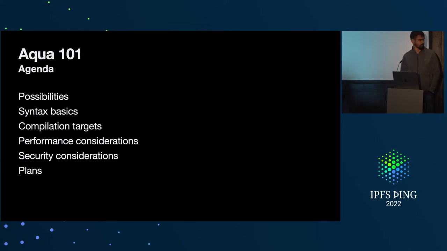So the agenda. First of all, I will tell about possibilities, what you can do with Aqua, and for what purposes it was designed, and what we had in mind designing it. Then syntax basics, what it looks like, what is special in the language itself. Then compilation targets, and what it looks like when it's compiled. Where you can use it, what it requires from the peer, a little bit. Then performance considerations, not strict estimations, just reasoning about performance, some reasoning about security, and finally plans for the future of Aqua.